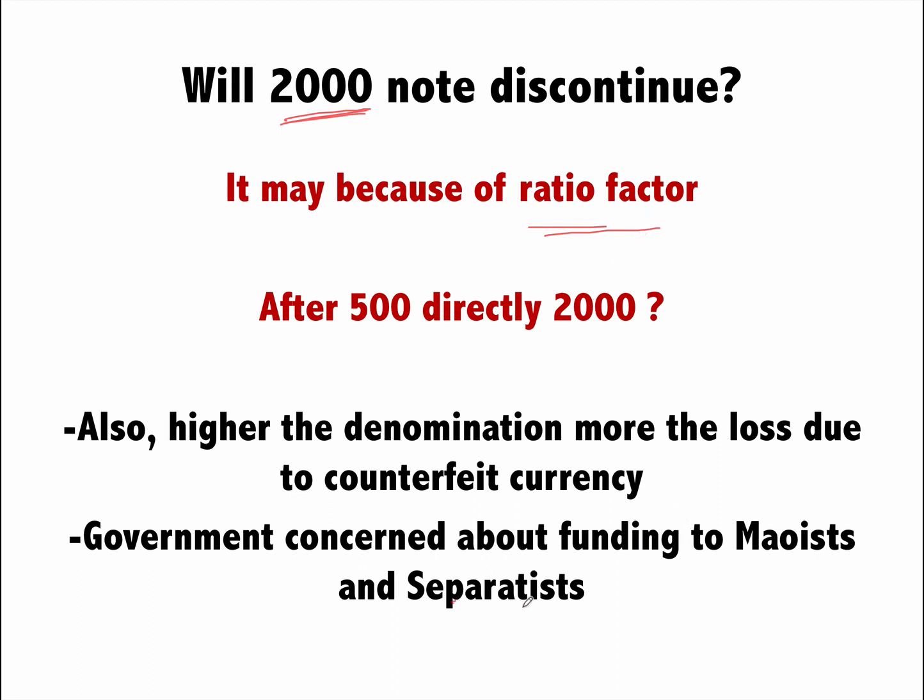Also, the government is concerned about funding to Maoist and separatist in Kashmir, and it wants to curb the funding to Maoist and separatist. Another important thing to understand is that the higher denomination currency facilitates more loss in the counterfeit currency. Government faces more loss if the denominations are higher. So it is always advisable not to have too high a denomination. And therefore, after 500, if it is 2000, then the ratio is not good, number one, and second, there can be funding and more losses because of the 2000 rupee note. So first theory is that the 2000 rupee note will be discontinued. The second is that in between there will be a 1000 rupee note that will be reintroduced, so that the ratio again is 1:2 and 1:2.